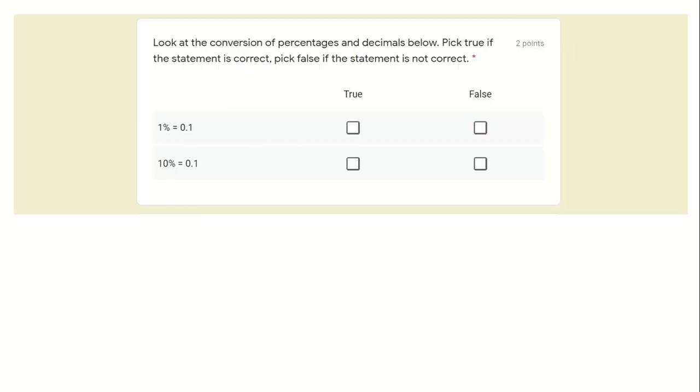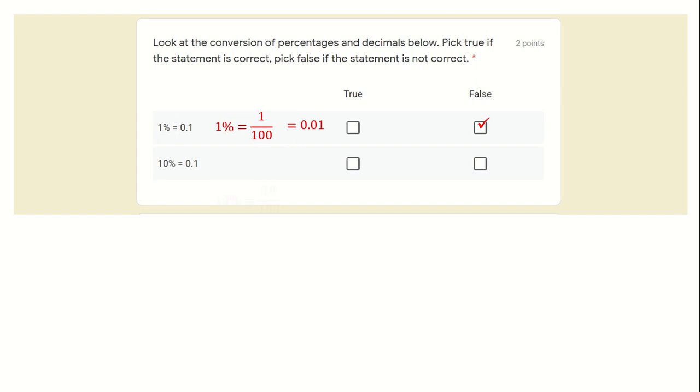Okay, we move on to the last section, true or false questions. Look at the conversion of percentage and decimal below. Pick true if the statement is correct. Pick false if the statement is not correct. 1% equals 0.1. Let's check the fact. 1% when we write it in fraction form is 1 out of 100. Because 1 out of 100, of course, is written as 0.01 in decimal form. So it's false.